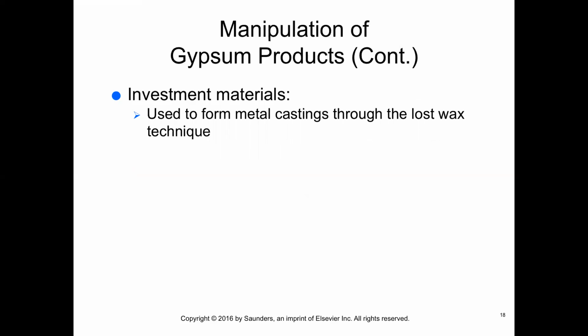Investment materials, which combine gypsum and silica, are able to produce models sufficiently strong to allow molten metal to be poured into them. This is called the lost wax technique. I'll post a video about this in your module so you can view this. This is something that a lot of the dental labs do. So please make sure you take a minute to view that.